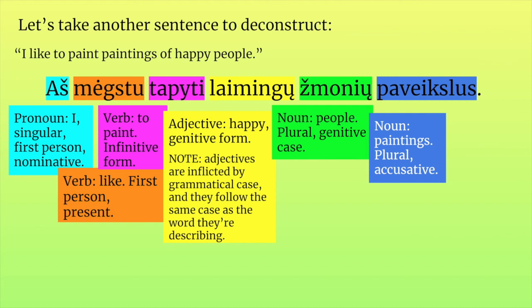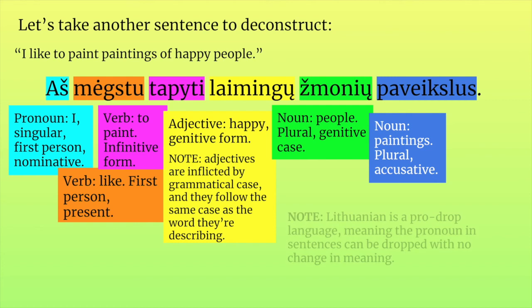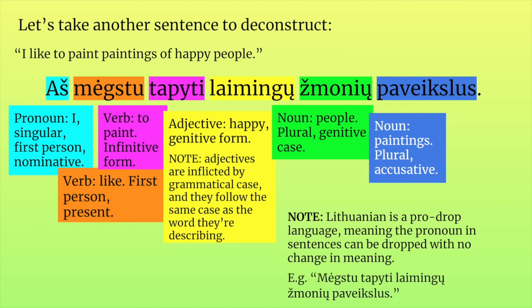Aš mėgstu tapyti laimingų žmonių paveikslus. Note, Lithuanian is a pro-drop language, which means you can drop the pronouns and the meaning of the sentence will not change. It shares this with many other European languages. For example, the sentence could just as well have been Mėgstu tapyti laimingų žmonių paveikslus.